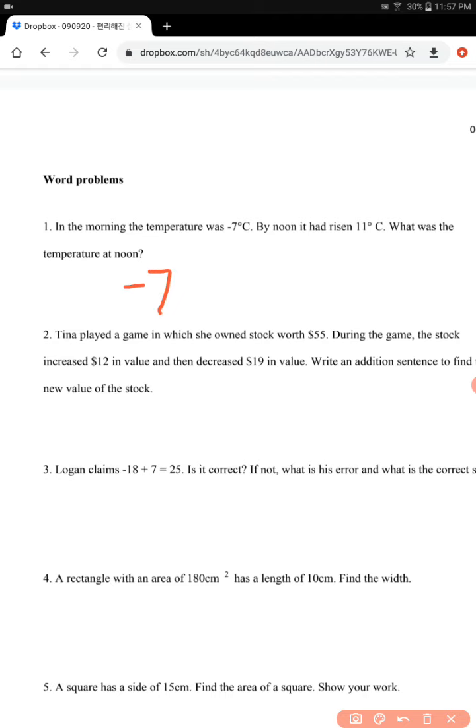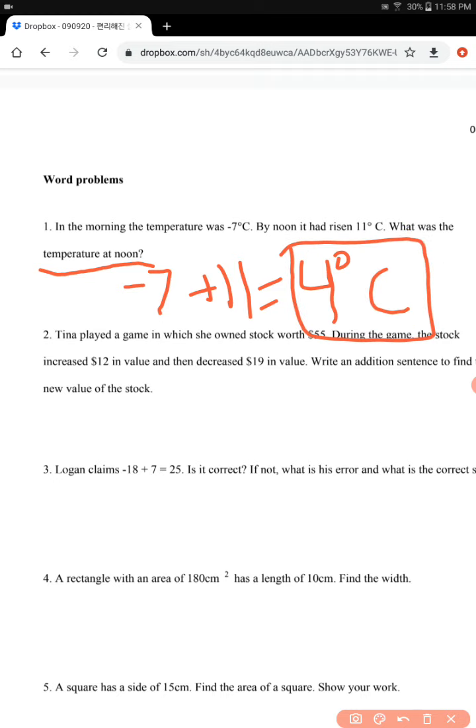So we start at -7, and then it has risen 11 degrees, so that's addition. And then that equals the temperature at noon, because that's what we're trying to solve. So -7 plus 11 would be 4. So the temperature at noon was 4 degrees Celsius. That is our answer right there.